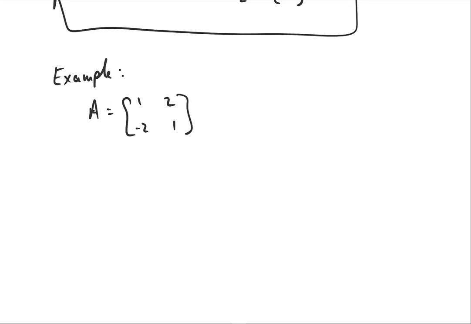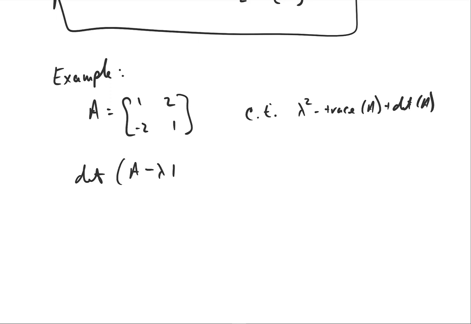Okay, so this is a 2x2, so we can use the idea, if we want, that the characteristic equation is equal to lambda squared minus trace A plus the determinant of A, or we can do the determinant of A minus lambda I. So if we do this kind of shortcut method that again only works for a 2x2, we can do it by inspection. We get lambda squared minus trace A. Well, the trace here is 1 plus 1, which is 2, so minus 2 lambda plus the determinant of A. If I take the determinant of this matrix, I get 5 equal to 0.